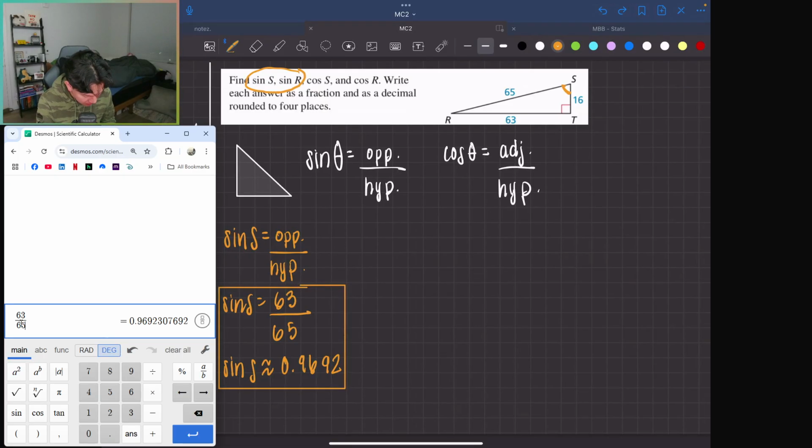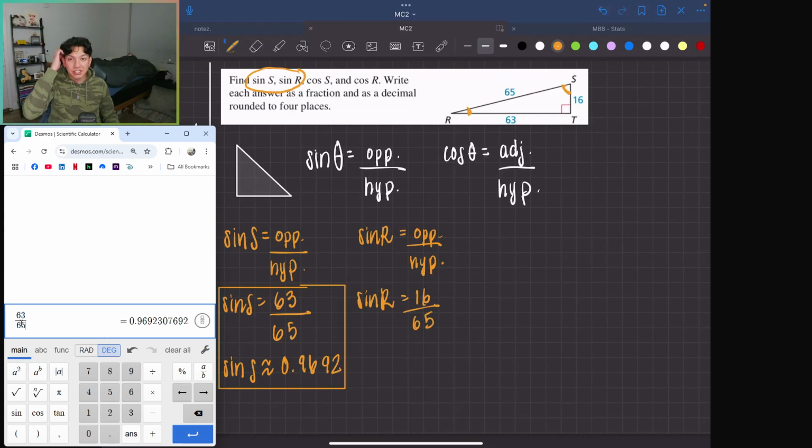All right, let's do the same thing for the sine of R. So sine of R is going to equal, again, the opposite over the hypotenuse. That's the ratio. So sine of R, where is R located? R is located right here. So we're looking at this angle. So the sine of this angle R is going to equal the side that's opposite of it. So what's opposite of R? 16 over the hypotenuse of 65. So that is it as a fraction.